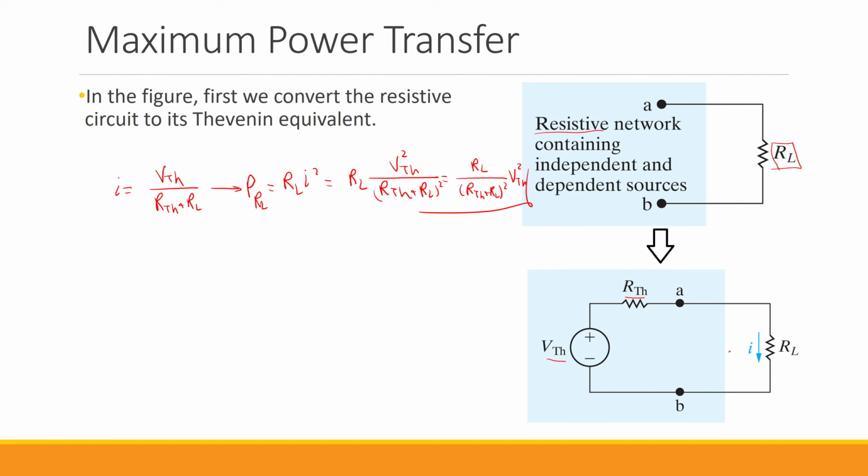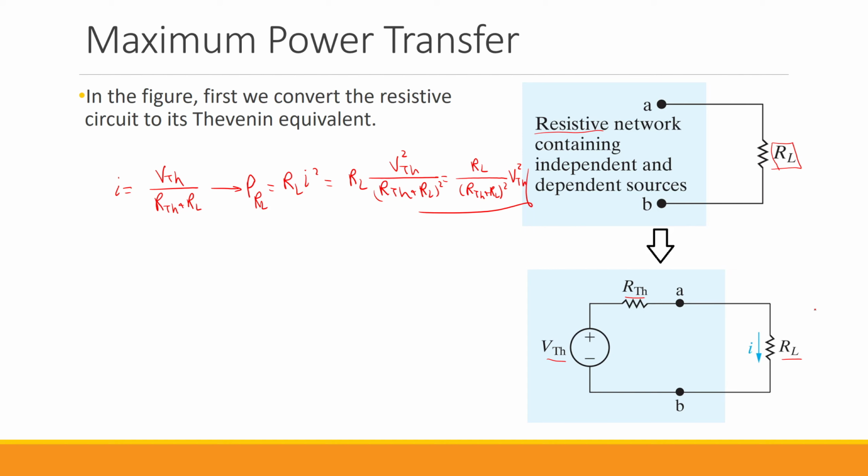So let's just say, for example, you want to connect an audio amplifier to a subwoofer, right? So for the audio amplifier, you don't have any control over it. But for the subwoofer, you may have some options. So if you know what is the internal equivalent circuit for the amplifier, you may be able to choose RL or the subwoofer in such a way that the maximum power is being delivered to it. So how can we ensure that?